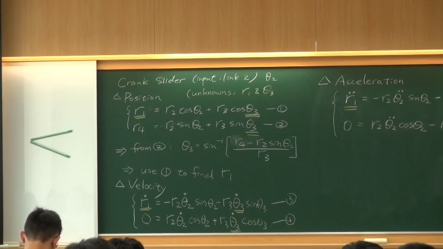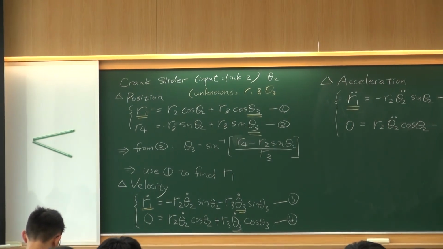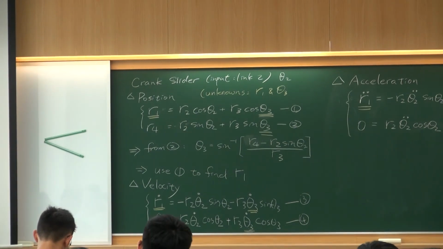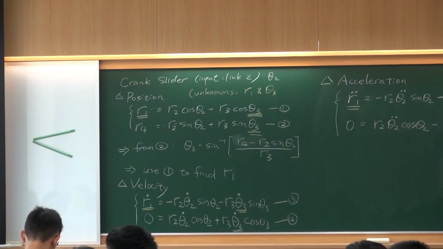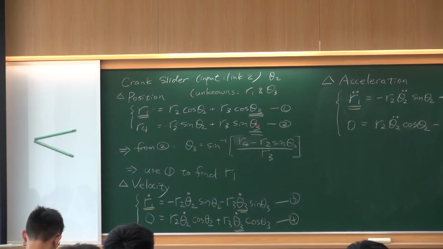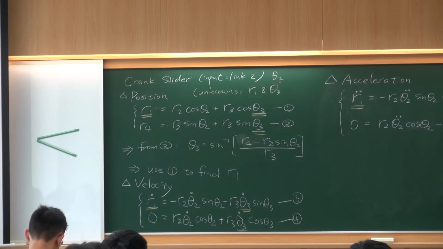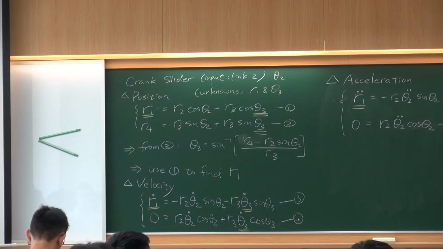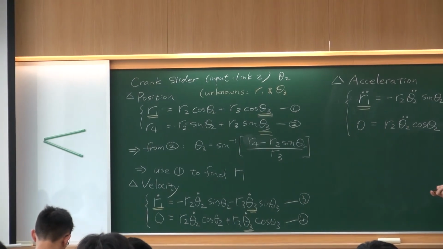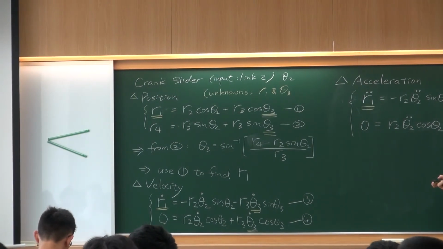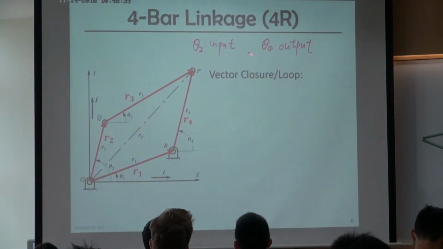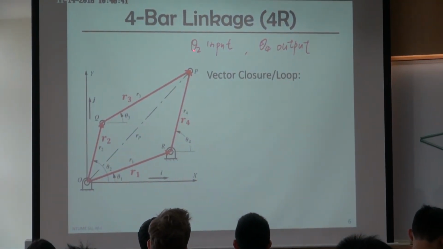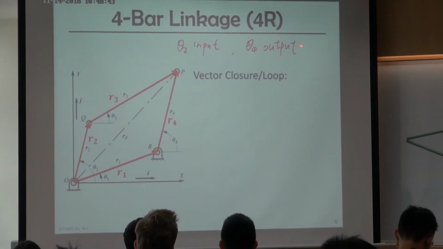Make sure your vector loop can give you that information. The equations should include the unknowns and the input. Okay, so back to this one. Well, it's already shown. Theta 2 is the input and theta 4 is the output.